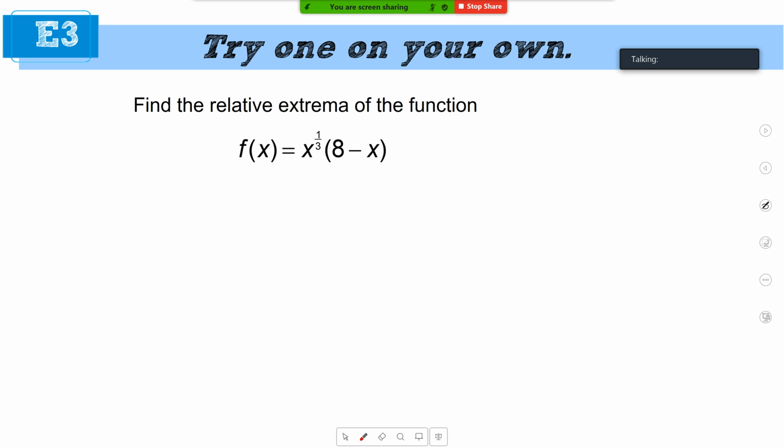Sure. So what you should do is. Okay. Is this like a product rule right here? Well, not product rule, but like the thing times the thing plus the thing times the thing.